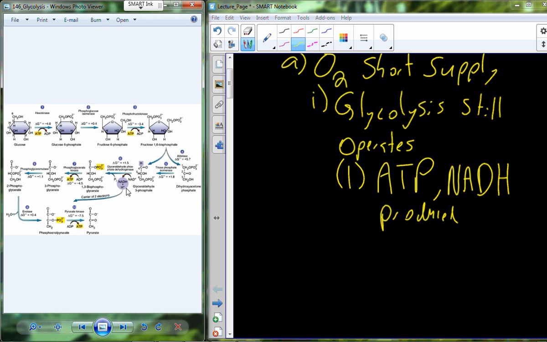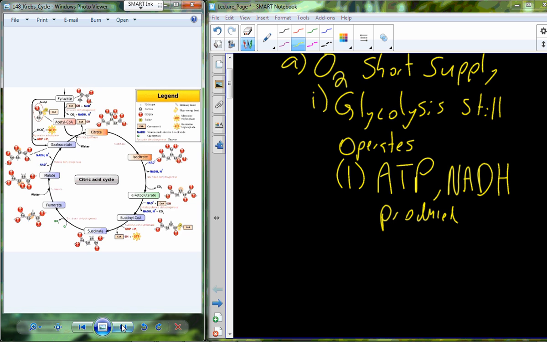If I drop NAD plus levels enough, I can no longer produce NADH, and so then the glycolytic pathway would begin to shut down right here because I'd no longer be able to strip the electrons off. Does that make sense? So if I can't strip those electrons off because I don't have an adequate supply of NAD, glycolysis also would shut down, which would shut down substrate-level phosphorylation. So I need something to take those NADHs that are being produced to strip the electrons off to regenerate my NAD. Normally it's the electron transport chain, but without oxygen, the electron transport chain shuts down.